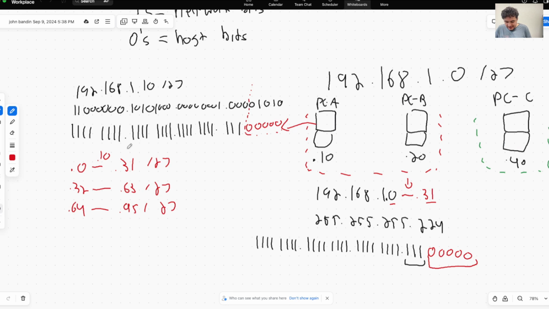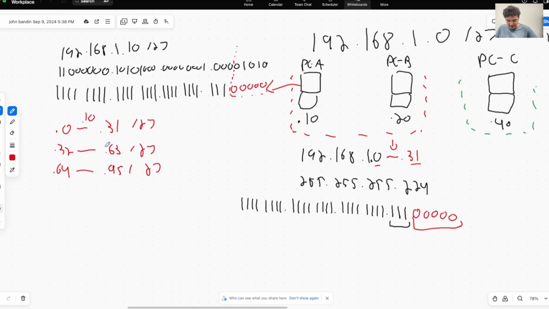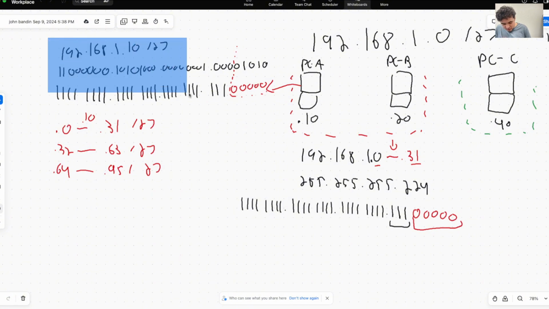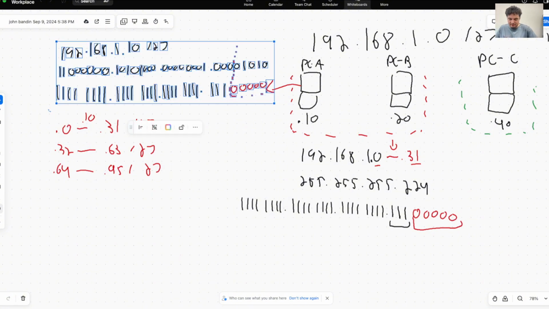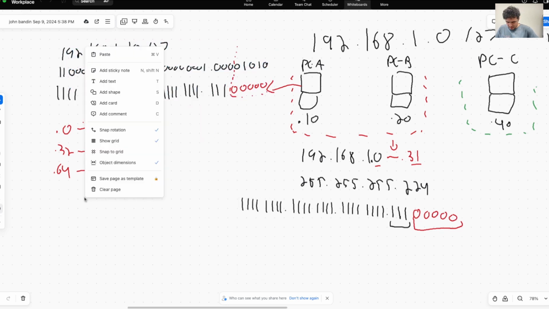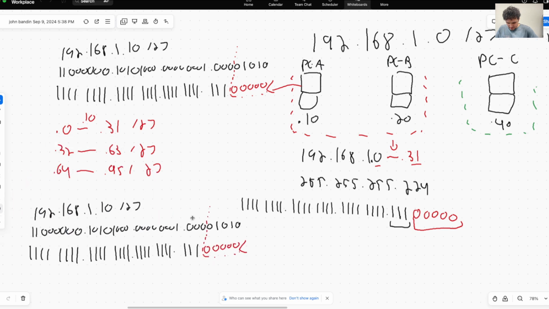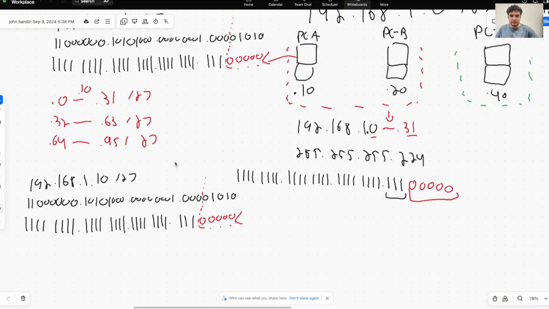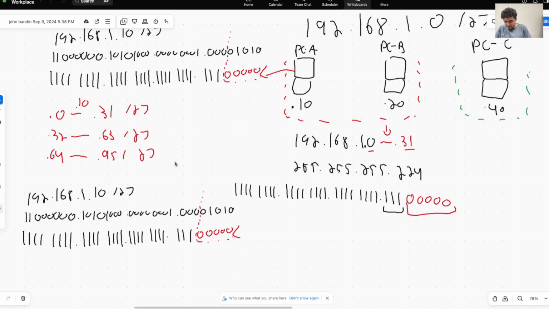And if we take PCC, I'm going to give myself a little bit more room, and we do the exact same thing. So I'm going to copy this and then make some adjustments. So if I'm PCC, I'm going to copy all this, paste, and let's make some adjustments. So let's do some erasing. I'm going to make sure that this is all in view. Okay. So this is .40.